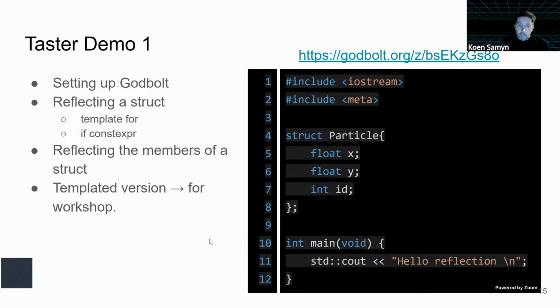We're going to reflect a struct. We're going to use template for and if constexpr. During the workshop, I will go into more detail and give you some separate examples of these syntax elements because they might not be familiar to you, and we'll reflect the members of a struct. We'll go with the particle struct and reflect it directly, but it is very easy, in fact, to make a templated version that works on any struct that you might want to reflect.